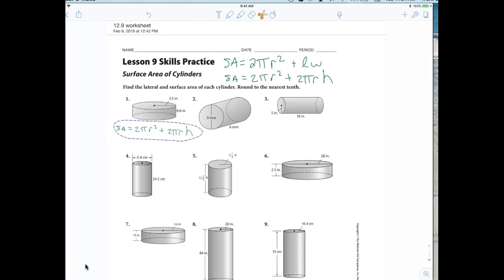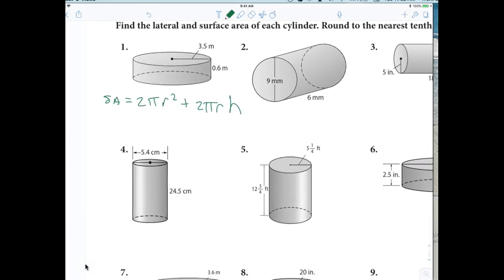Does everybody see what I'm saying? And we can do it again. And you can do it again, and again. All right? But I don't recommend that because I would prefer that you write it so you can learn the formula. All right? So again, it's important. 2 pi r squared plus 2 pi r h. That is the formula.